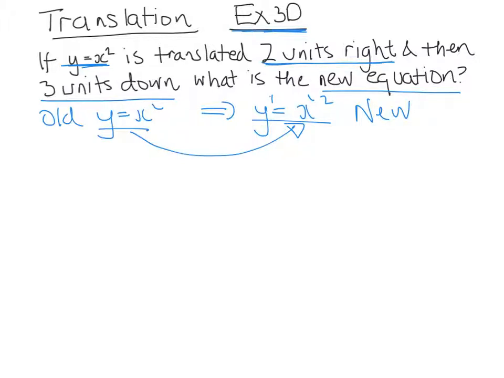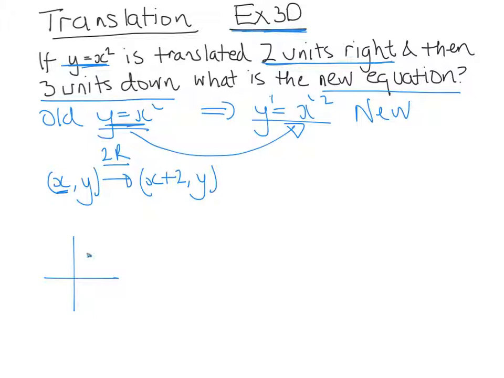Now we've gone through two translations. If we pick any point on this old parabola, (x, y), and then it says 2 units right. Well, that would mean that if we were moving it right, the x values would go up by 2, because if you shuffle any point, say (1, 3), 2 to the right, that would be (3, 3). So the x value has gone up by 2.